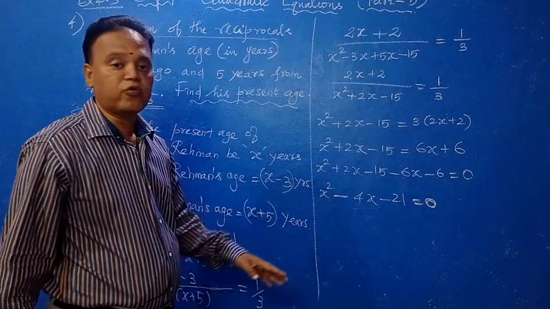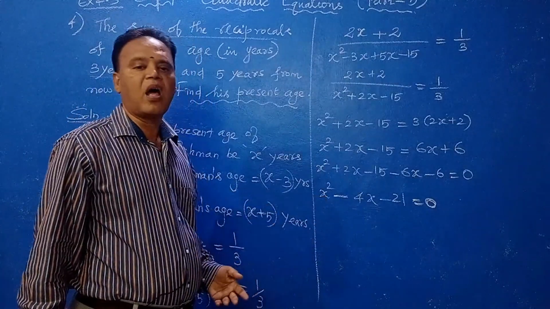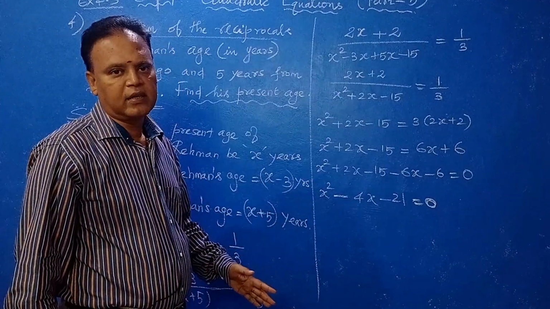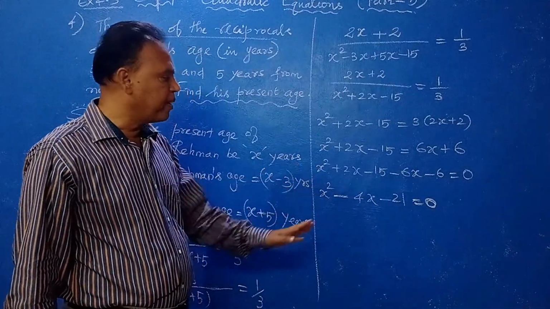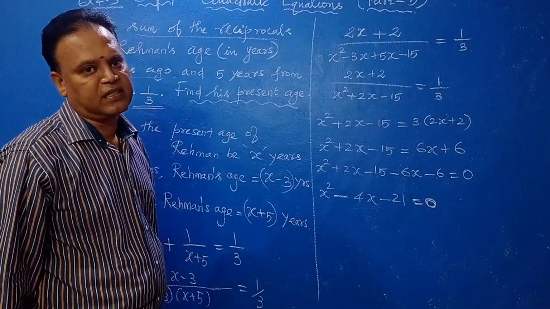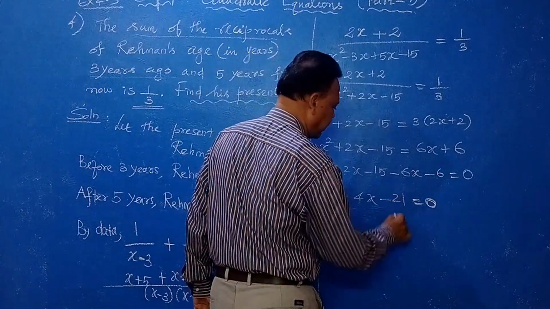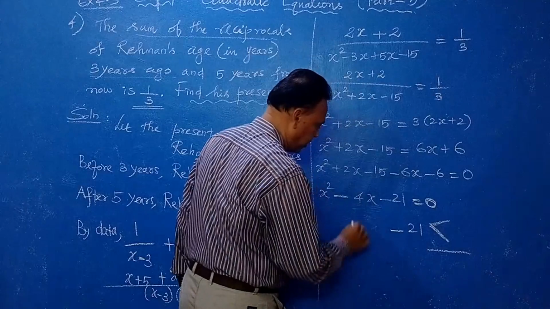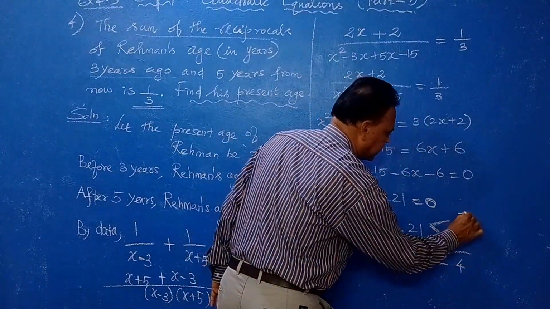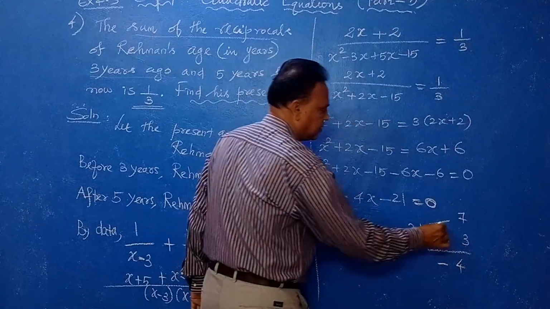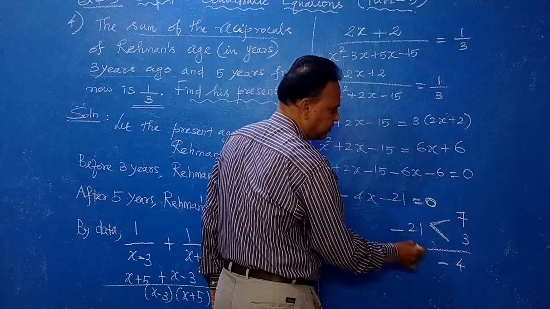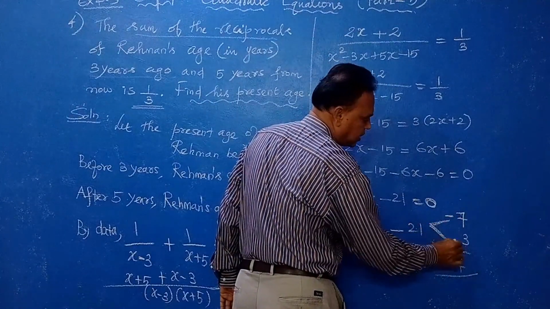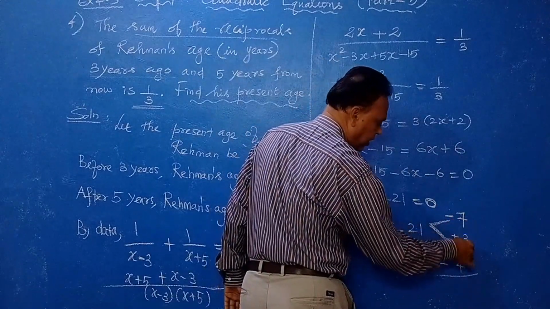Now you have to factorize. To find the x value you do factorization, or you can use the quadratic formula. First check whether factorization is possible. If it is possible, it is better and easier to use the factorization method. Split minus 21 so that the middle term is minus 4. 7 into 3 is the correct factor, but the middle term sign is minus, so take the bigger number with minus and the smaller number with plus, giving the product and the sum.